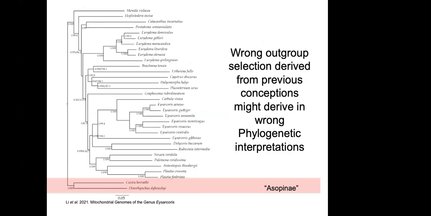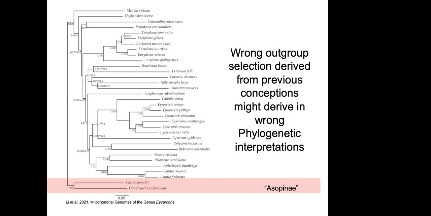This has led to papers that tend to use the Asopines as outgroup of the pentatomids or of other groups, leading to wrong phylogenetic interpretations, and therefore also to possible wrong classifications within this new classification that we are trying to work with in the Pentatomidae.